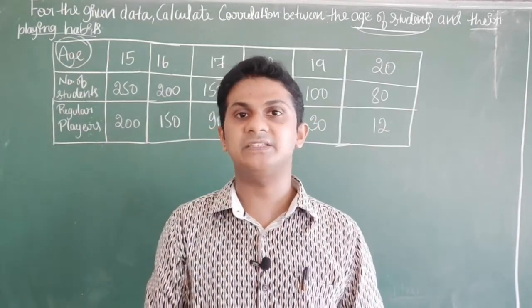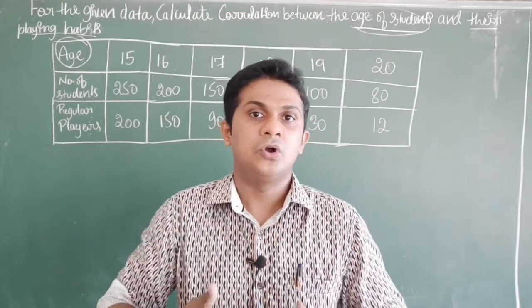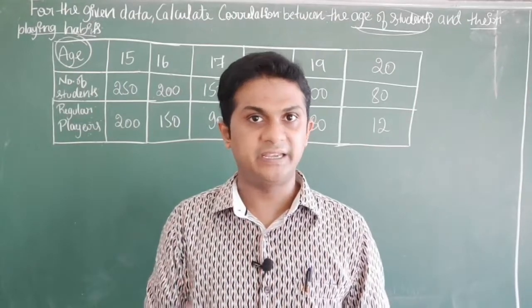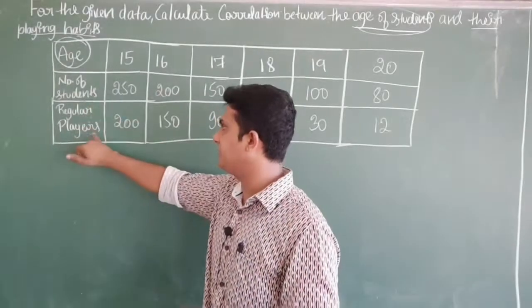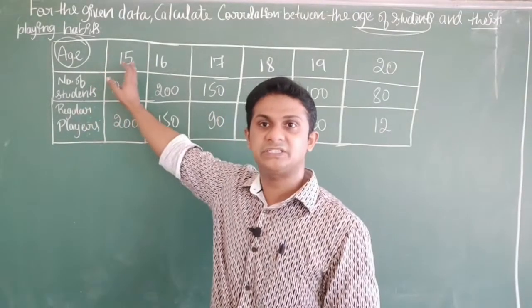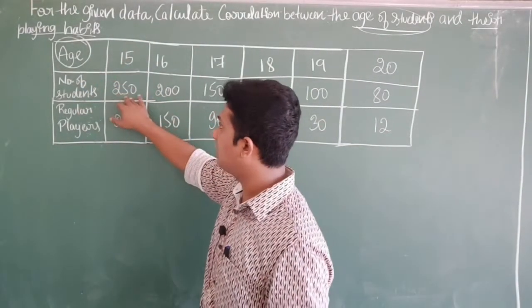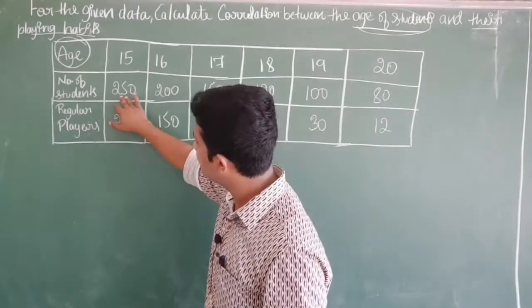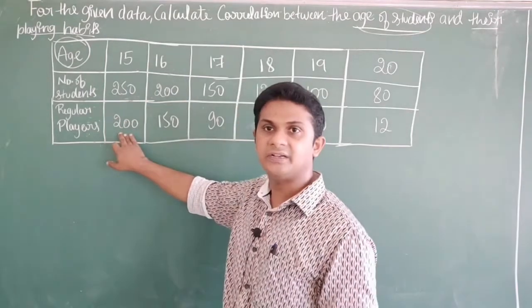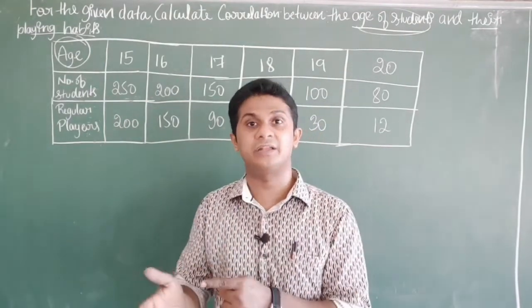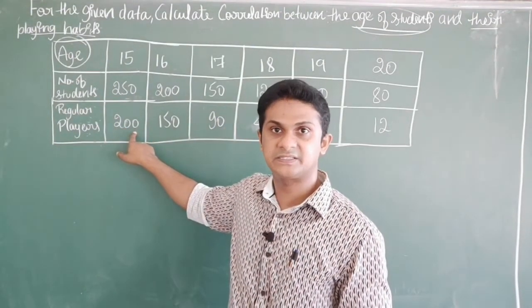So by considering that, we have to decide what is playing habit, or we have to generate a new variable called playing habit. How to do that? Let us see. The given variables are number of students and regular players. For example, let us take the first age group, which is the 15 year age group. In the 15 year age group, as per the data collected, there are 250 students. Out of 250 students, 200 are regular players. That means they play regularly, and these 200 students are having regular playing habits.